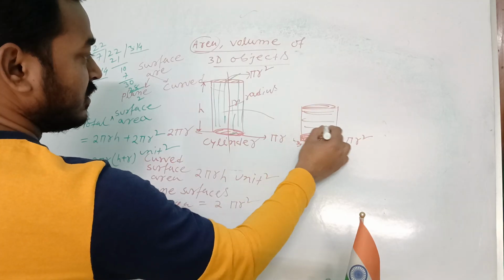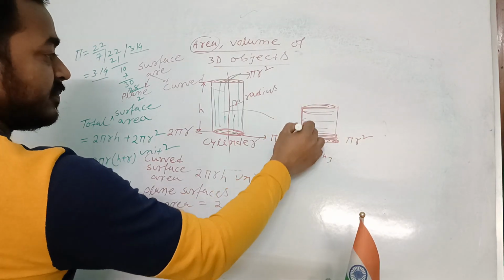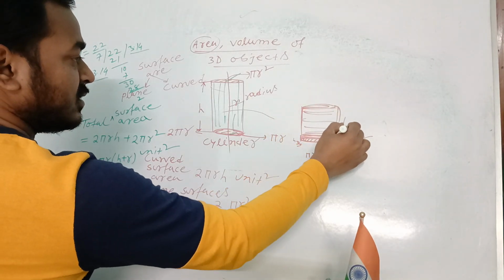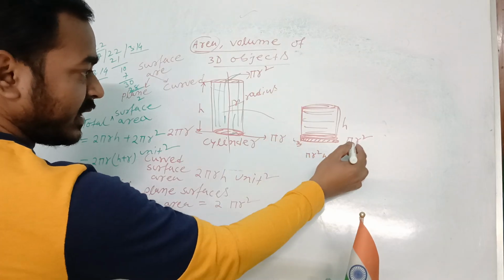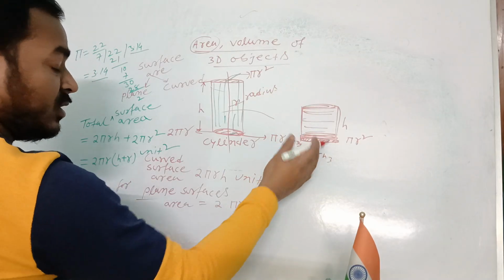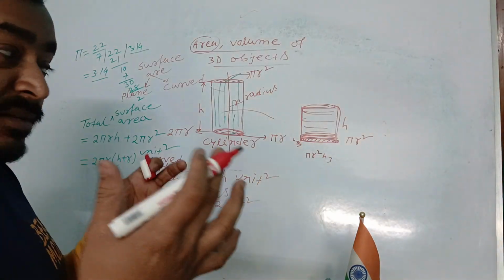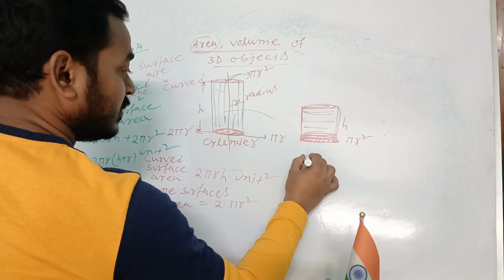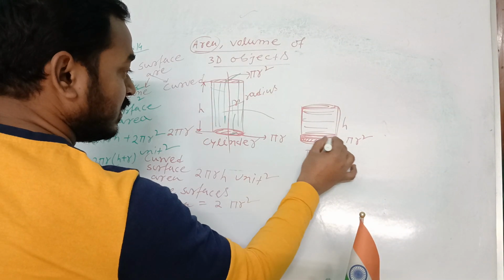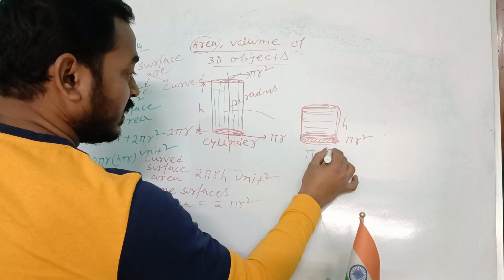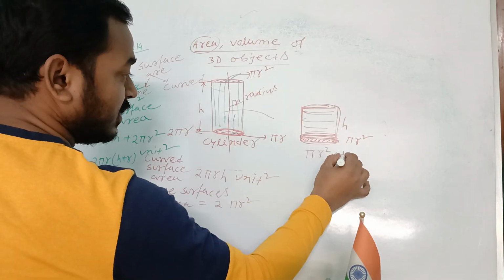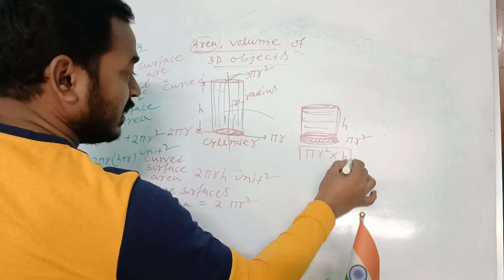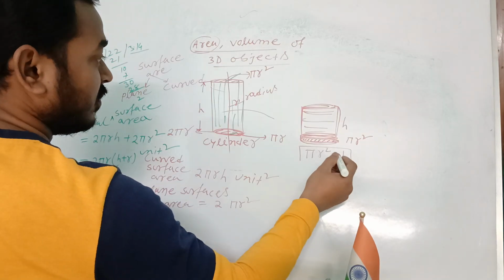Okay, we have one cylinder, where the height is given as h and the cross-sectional area is pi r square. So volume means the space inside that container, which is nothing but its surface area, pi r square, times the height of the container or cylinder, h. So this is the formula of volume.